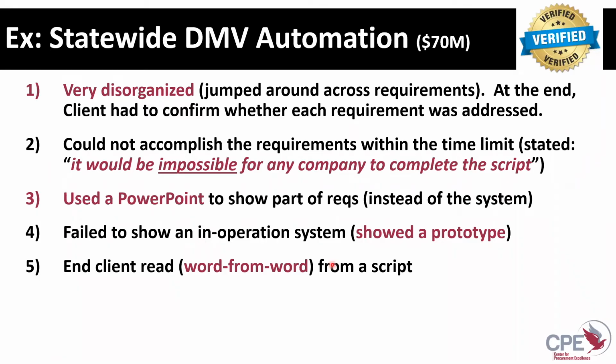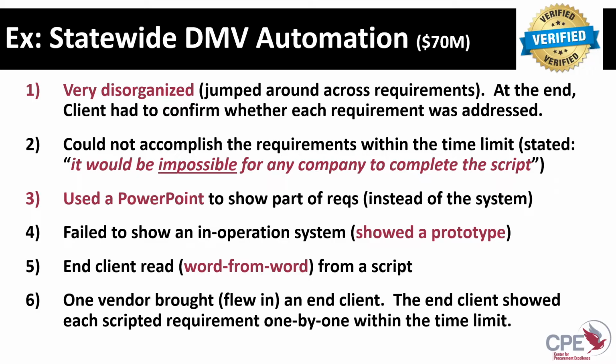And then number 5, they had an end client actually go through and do it. So much closer to the intent, but basically the vendor had pre-scripted what that client was allowed to say and not say. So a little better, but there's some of that rigidity there. And then number 6, that vendor actually flew in one of their clients. They logged in remotely to their system, walked through the script and requirements one by one, accomplished it within the time limit, easy peasy, got to see the whole thing.